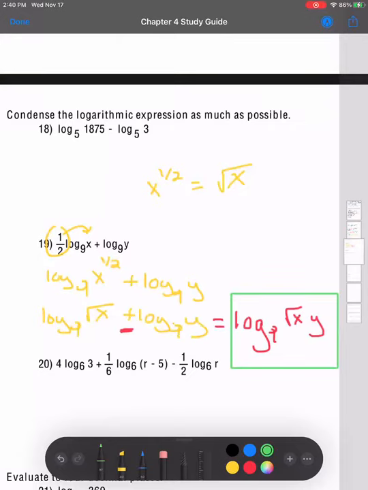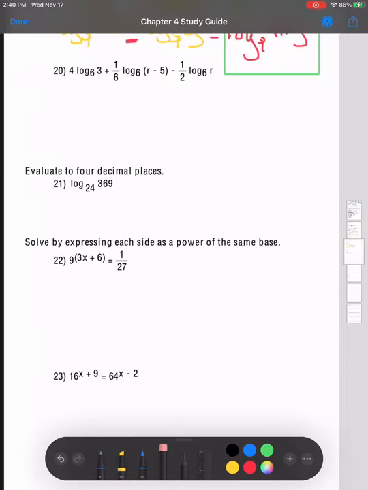And then for number 22, number 22 says solve by expressing each side as a power of the same base. So first what we're going to have to do is look at this 9 and the 1 over 27. So we know that 3 to the power of 2 equals 9, and we know that 3 to the power of 3 equals 27, but to make that a 1 over 27, we're just going to add a negative sign. So it's 3 to the power of negative 3 equals 1 over 27.